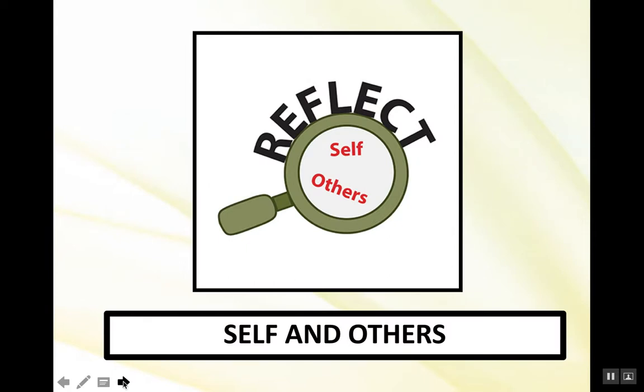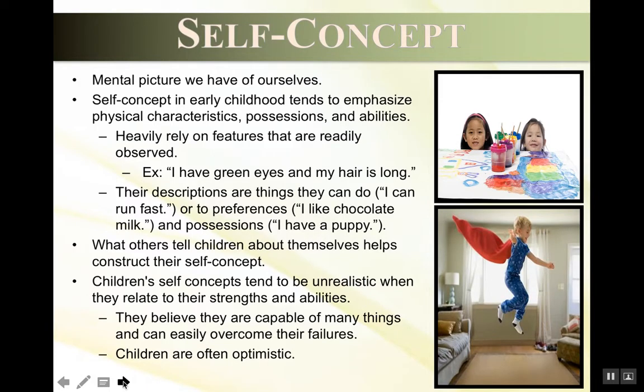So self and others. So self-concept is one of the most important things that starts in early childhood. And this is a mental picture that we have of ourselves. Self-concept tends to emphasize physical characteristics, possessions, and abilities at this age.